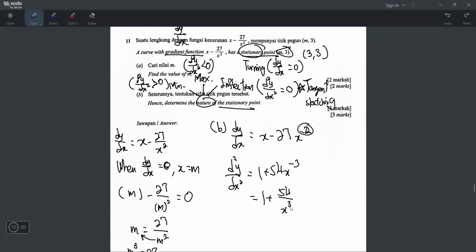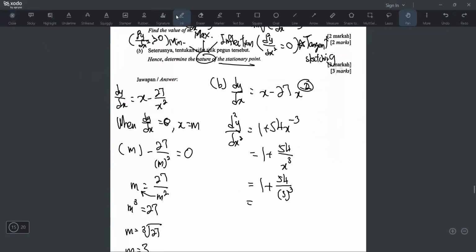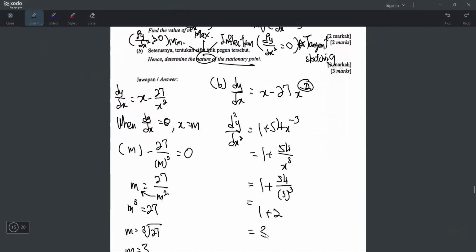But if you want to check whether it's positive or negative, you have to substitute the x in, and you substitute your turning point's x coordinate, which is 3. Then you will know whether it's a minimum, maximum, or inflection. So 1 plus 54 divided by 27 is just 2, so 1 plus 2 is 3. Is 3 positive or negative? Positive, bigger than 0. When your second derivative is bigger than 0, it means it's a minimum.